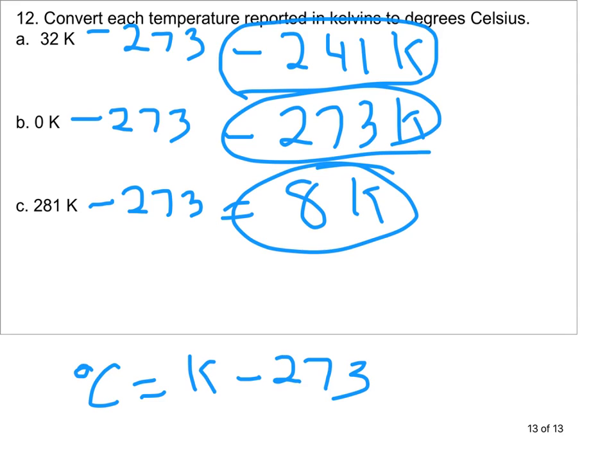So that was our practice problems for section 2.1. Hope you did well, hope you understand it.